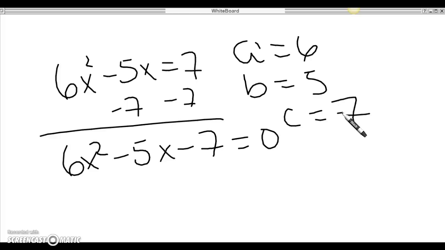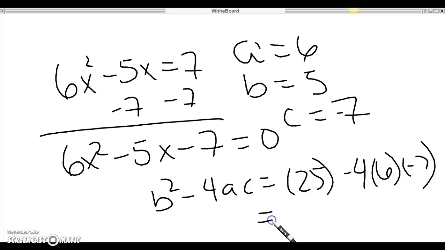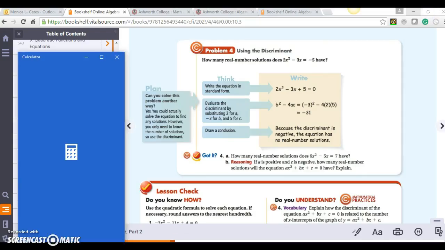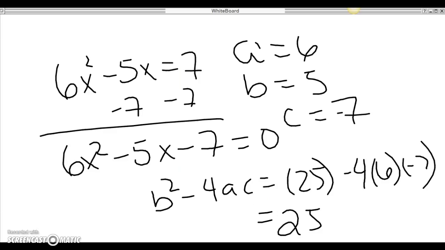And so if I plug that in, I get b squared minus 4ac. So I get 25 minus 4 times 6 times negative 7. And so I get 25. I'm going to have to use my calculator for this one. 4 times 6 times 7, which is 168. And that's the negatives and the negative, so it's going to be adding.